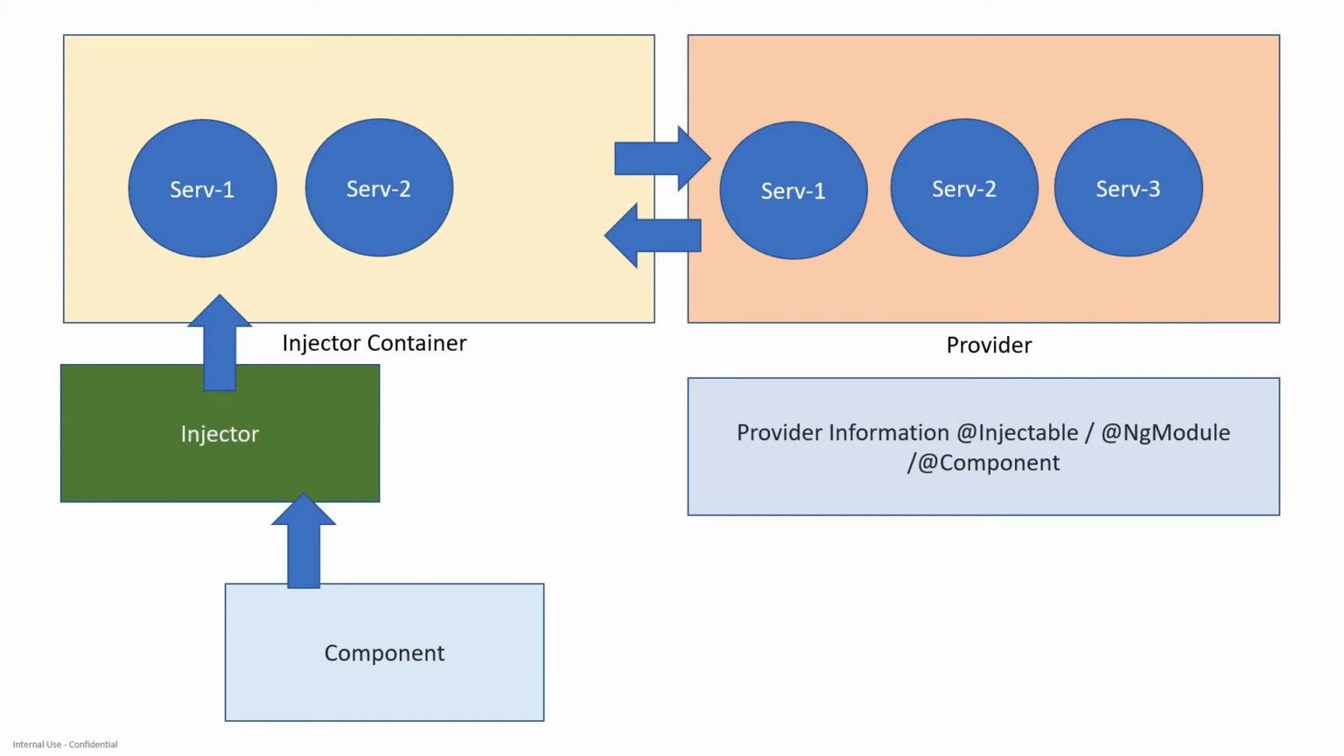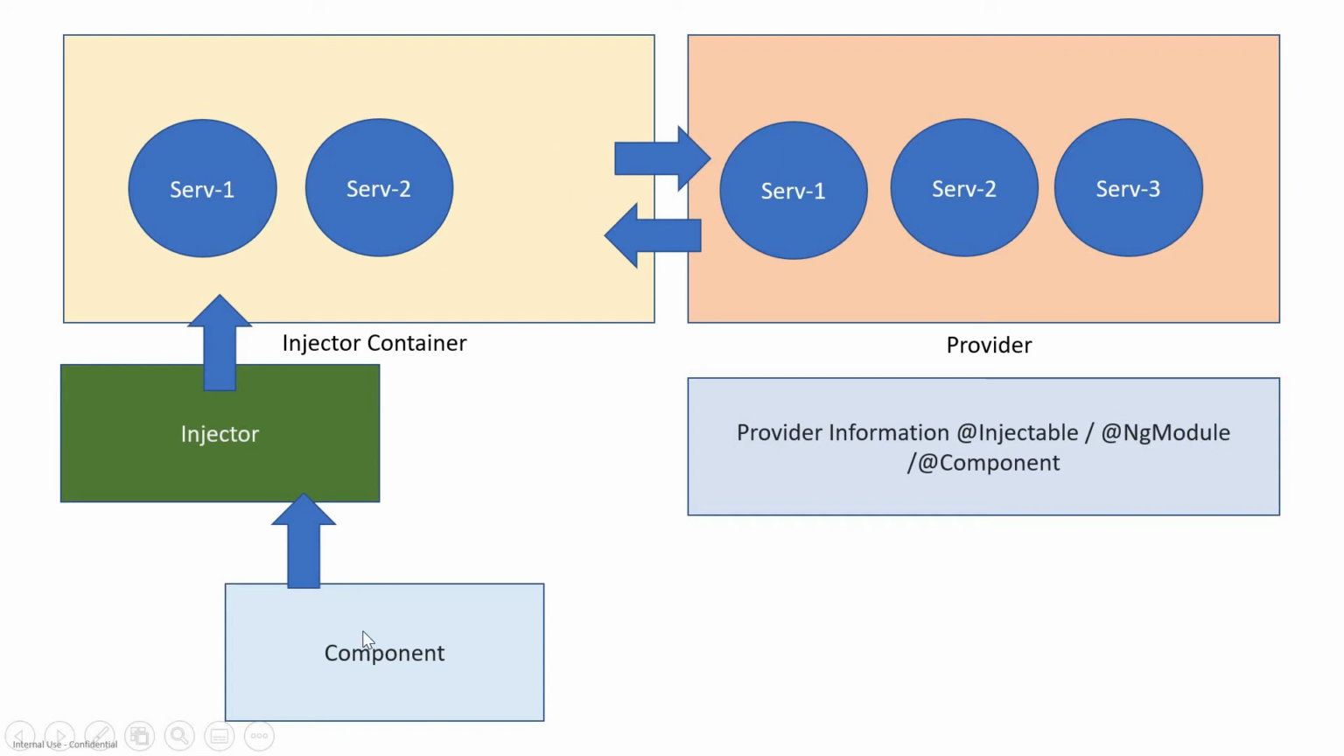Whenever Angular sees that a component is looking for a service, it will look inside the injector container. If it finds it, fine. In this example on our screen, we have service 1 and service 2. We don't have service 3.